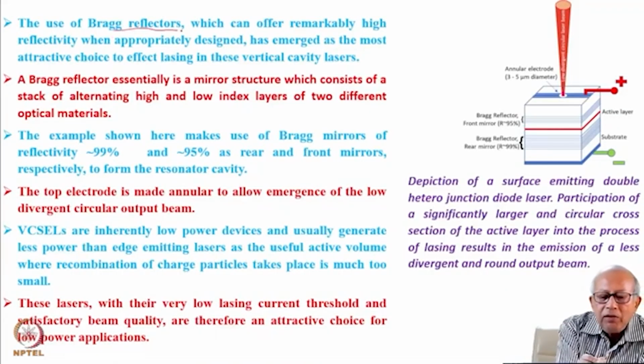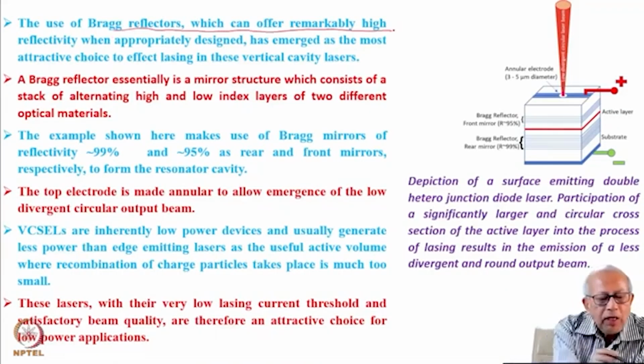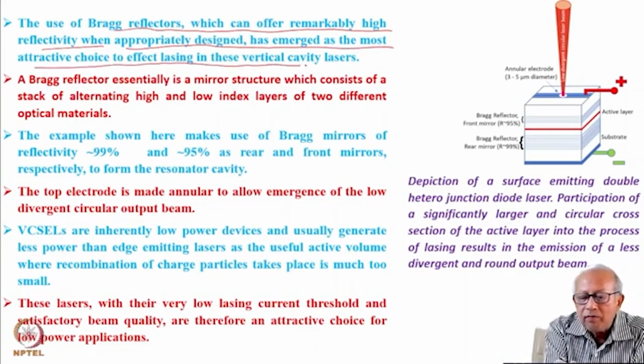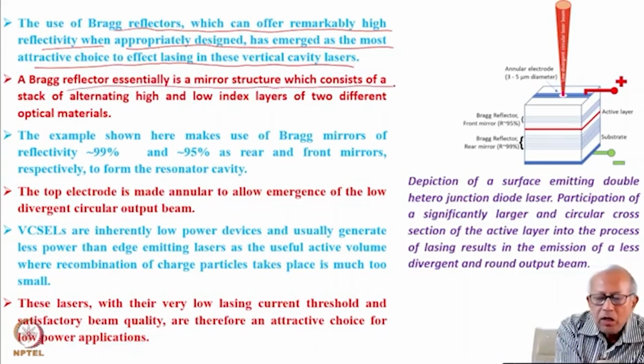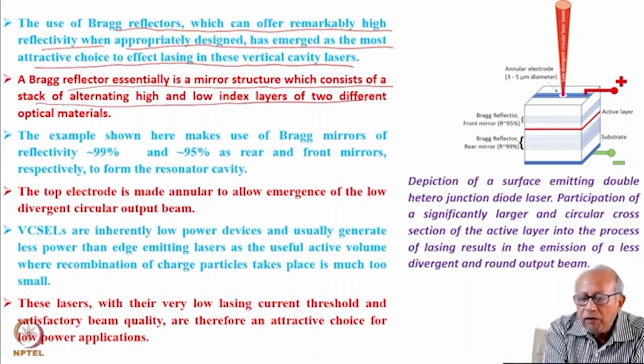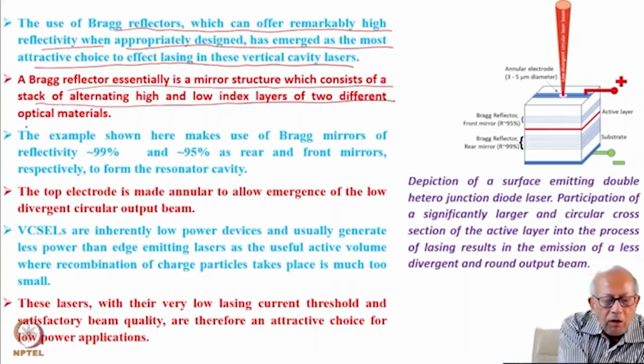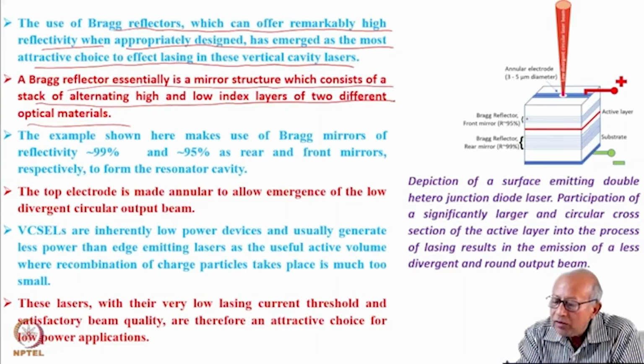So what to do? The use of Bragg reflector, which can offer remarkably high reflectivity when appropriately designed, has emerged as the most attractive choice to effect lasing in this vertical cavity laser. The Bragg reflector essentially is a mirror structure which consists of a stack of alternating high and low refractive index layers of two different optical materials, as can be seen here. These are placed on either side of this active layer.